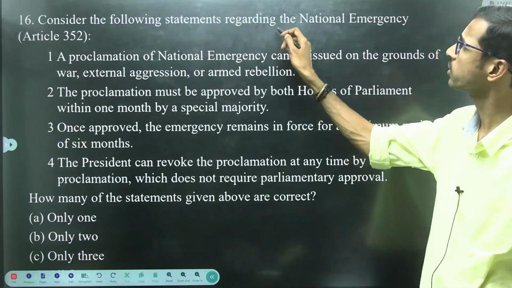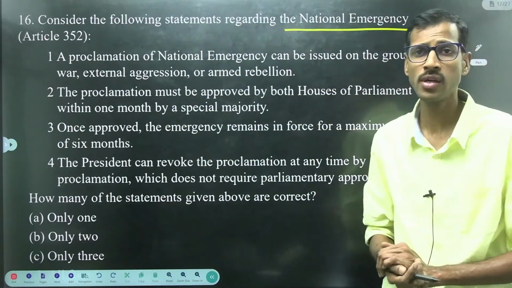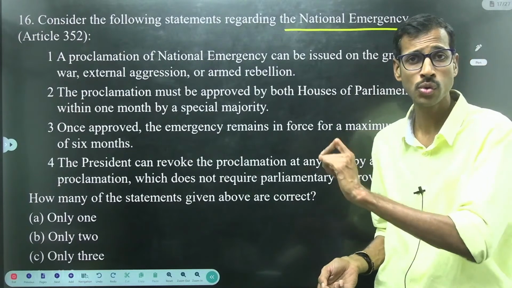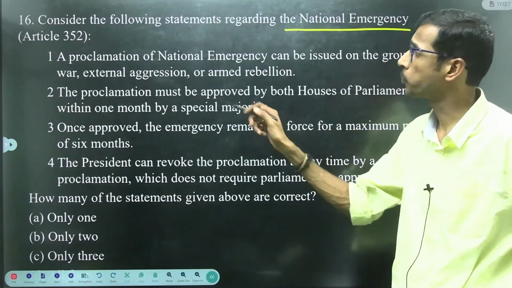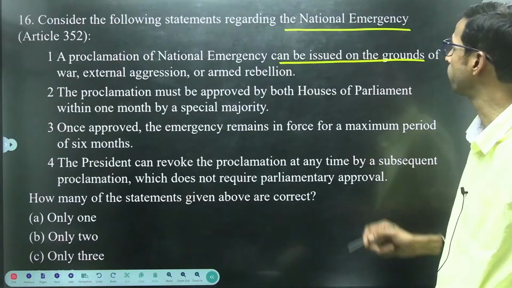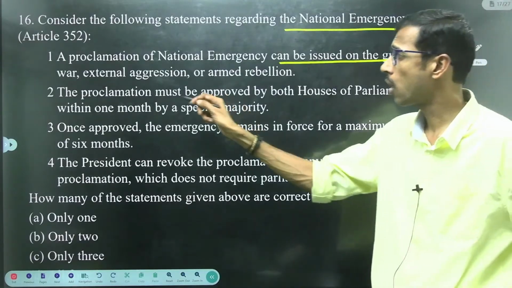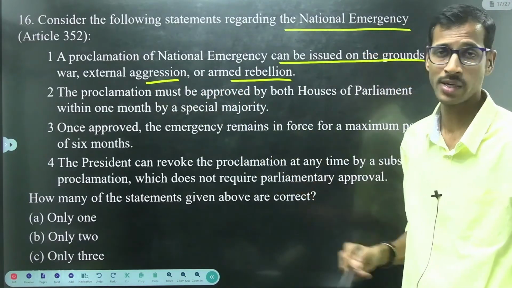Next, consider the following statements regarding the national emergency, Article 352. This was also discussed in previous classes. A proclamation of national emergency can be issued on the grounds of war, external aggression or armed rebellion.